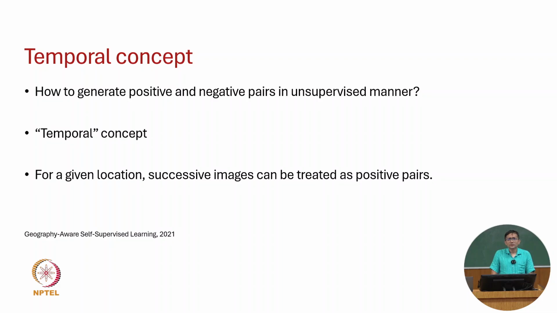So what's happening is that generally there is a temporal progression, and today's image will be related to the next acquisition, let's say after 5 days, whereas it will be less related to the acquisition, let's say after 50 days or after 100 days. This concept can be used to temporally sample positive pairs or negative pairs.